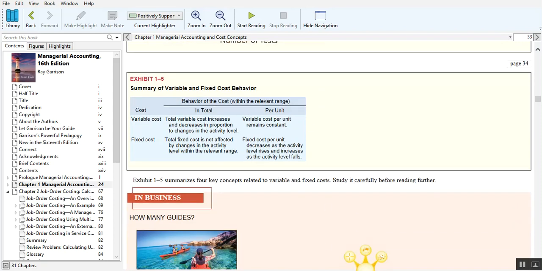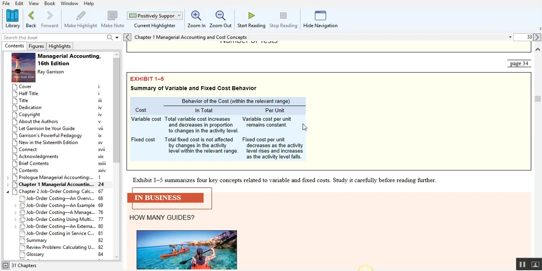So in this exhibit, you see these concepts related to variable and fixed cost behavior. These are important concepts. We want to remember these. We want to think about these. If we think in total, variable costs are going to increase or decrease in total related to a specific activity level. Per unit, variable costs will be constant.